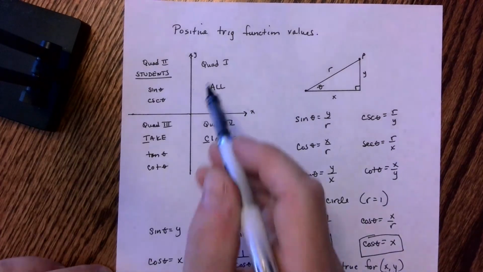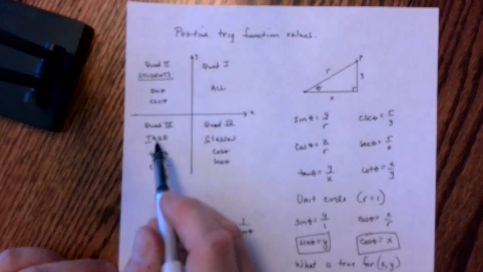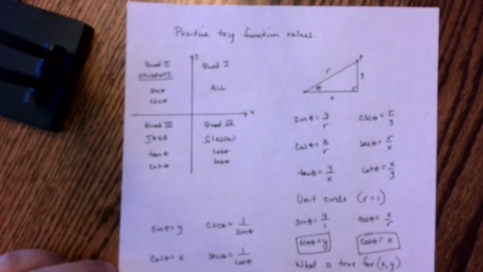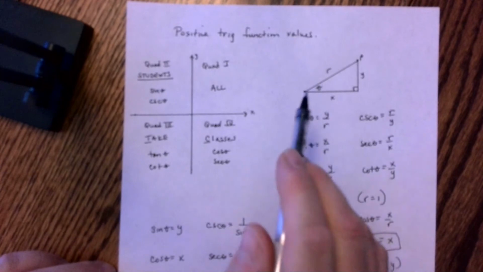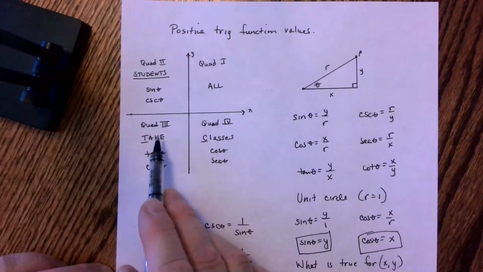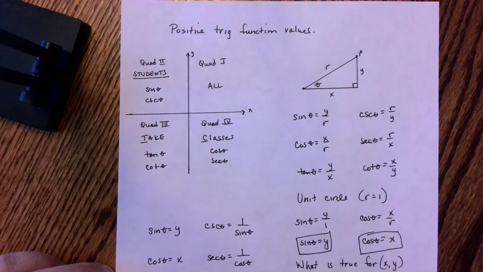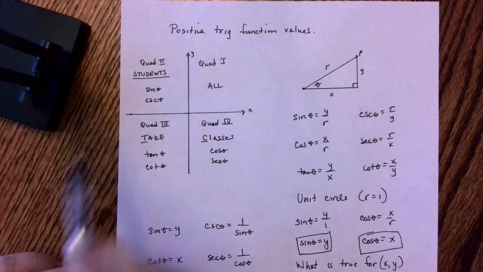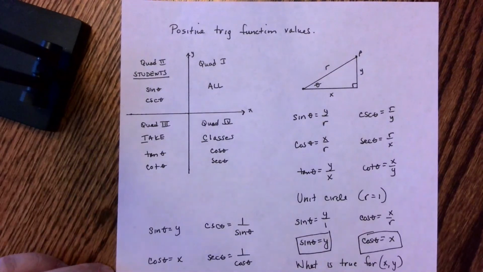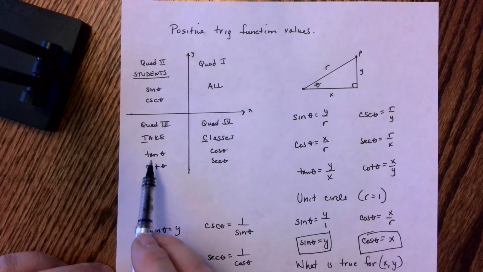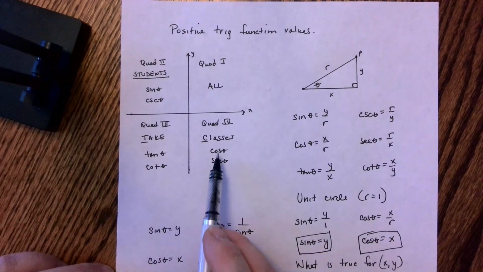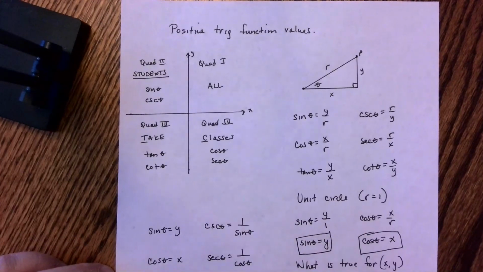And it's very simply, all students take classes. Okay, I'm going to say that again. All students take classes. In the first quadrant, all of your trig function values are positive. In the second quadrant, only sine and its reciprocal are positive. In the third, tangent and its reciprocal cotangent are positive. And in the fourth, cosine and secant are positive. Now what that means is the other four trig values in quadrants 2, 3, and 4 are negative.